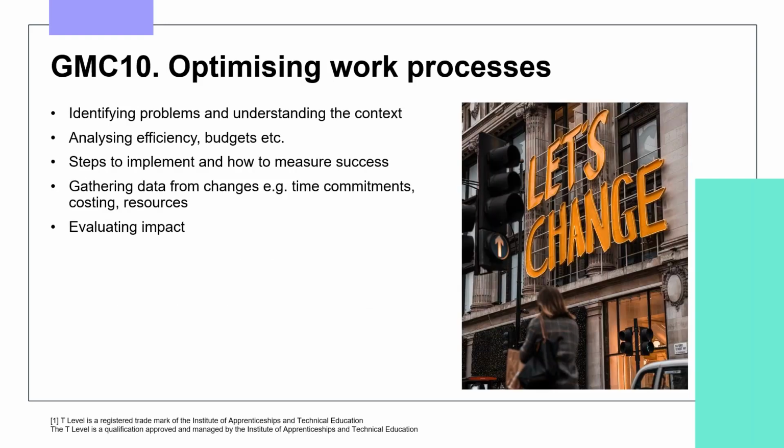And finally, optimizing work processes can include identifying problems from data gathered, such as time requirements, efficiency, financials, etc. Suggestions for improvements and any resulting calculations, such as the amount of time saved, how it would affect resources or equipment costs, etc. Gather data to analyze the impact that the changes have and evaluate said impact.